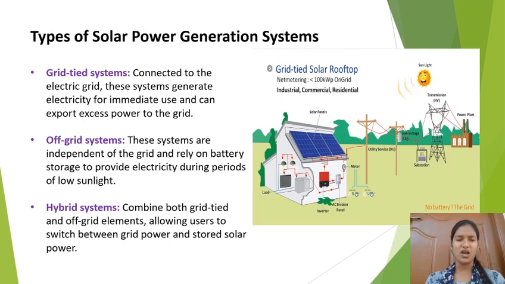Now let us see what they are. Grid-tied systems. Connected to the electric grid, these systems generate electricity for immediate use and can export excess power to the grid. And next, off-grid systems. These systems are independent of the grid and rely on battery storage to provide electricity during periods of less sunlight. And next, hybrid systems. They combine both grid-tied and off-grid elements, allowing users to switch between grid power and stored solar power.